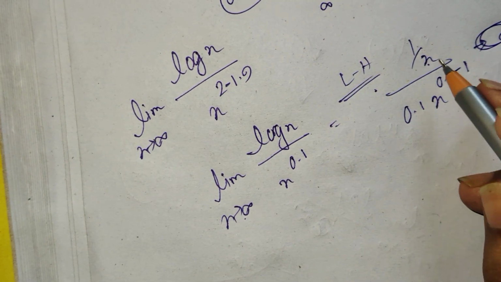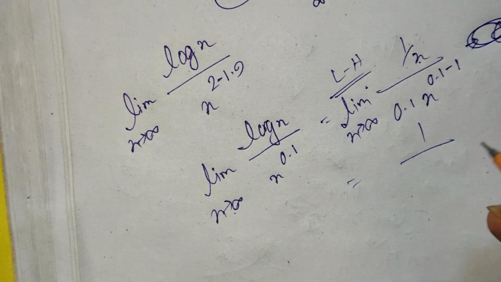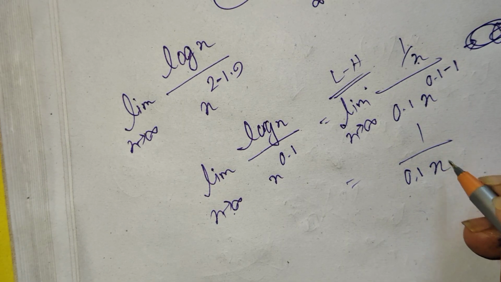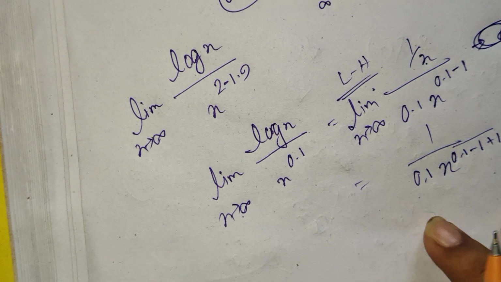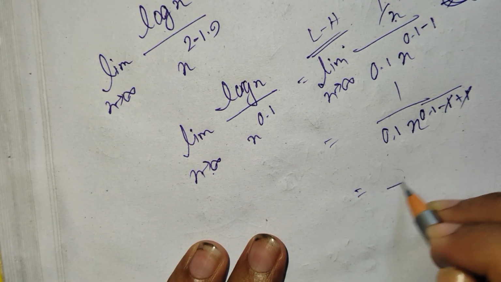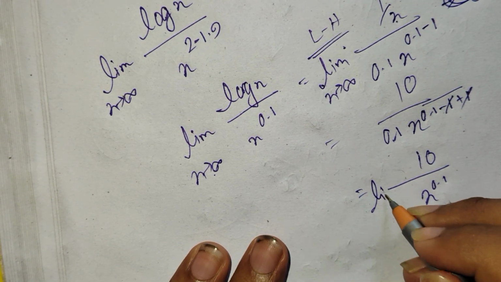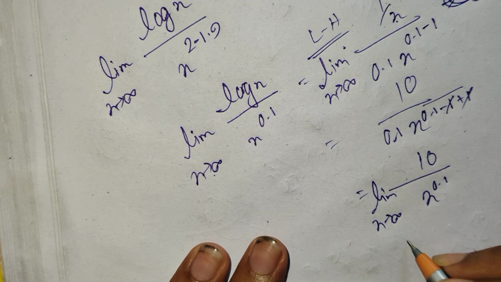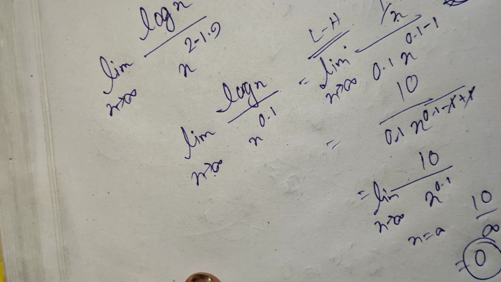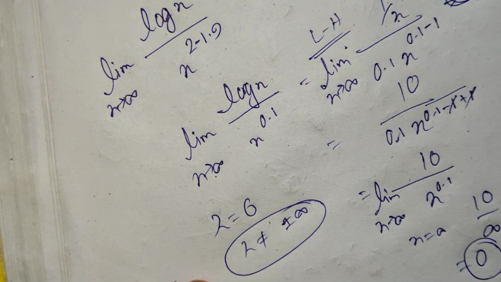If we are using normal algebra, then we will see this is a limit, x tending to infinity, 1 by 0.1 into x to the power 0.1 minus 1 plus 1. Normal algebra. Now this will be cancelled out. This is 10 by x to the power 0.1, limit x tending to infinity, and if we are putting x equals to infinity, then it will be 10 by infinity, which is 0, and lambda is 0, which is not equal to plus minus infinity. So this is the approach.